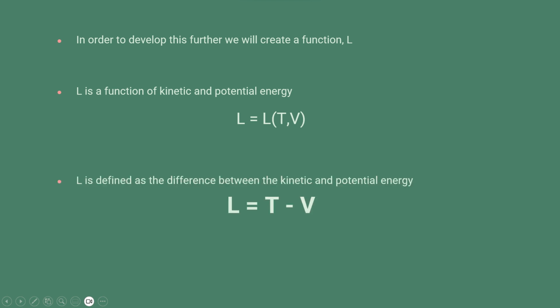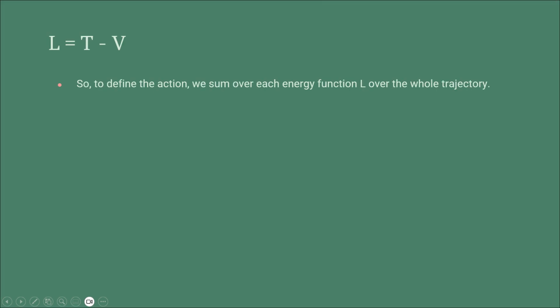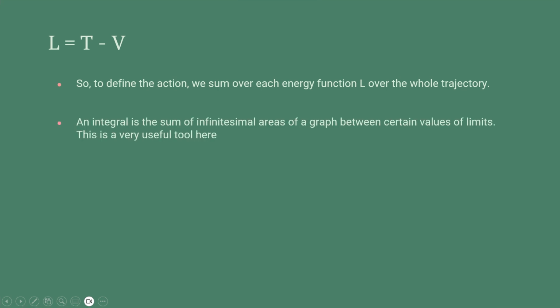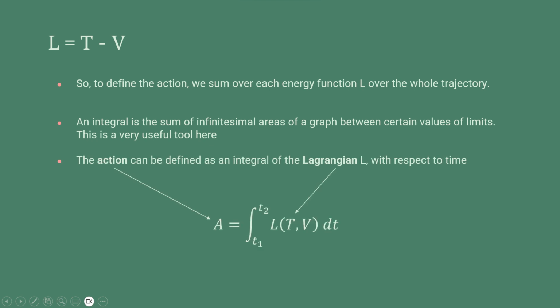In order to develop this further, let's go a little bit more into the maths behind it. L is a function of kinetic and potential energy, or T and V. It's defined as the difference between these two energies. So, kinetic energy minus potential energy. To define the action in that case, we're going to sum over L over the whole trajectory. The best way to do this will be using an integral. The action in this case is just an integral of the Lagrangian with respect to time.